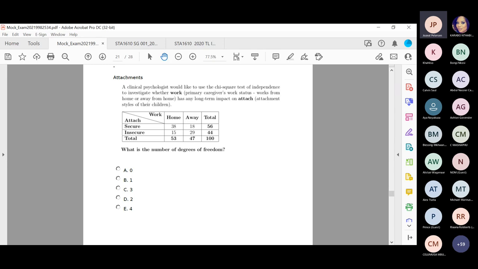Copy the values into that Excel. Look for the correct template. There are multiple templates. Look for the one that talks to the data that you are looking at. Okay. So this is a contingency table. What is the number of degrees of freedom?